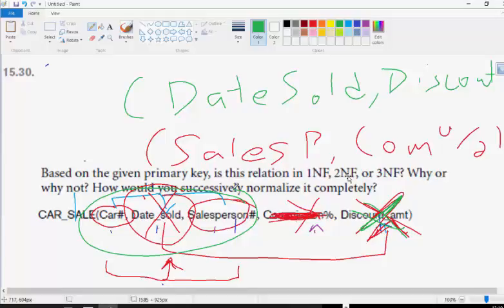First table. So there are three tables in third normal form. Car number, date sold, person. Second table is date sold, discount. Third, person, salesperson, commission percentage. So those would be my three tables at third normal form.